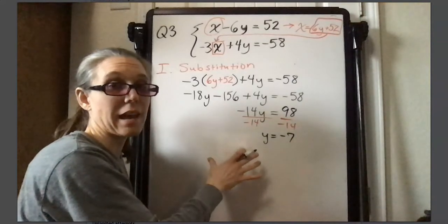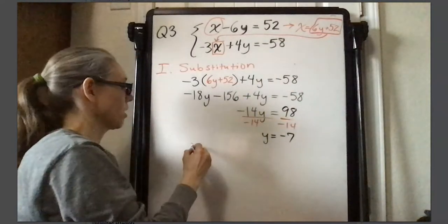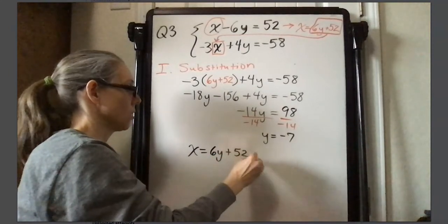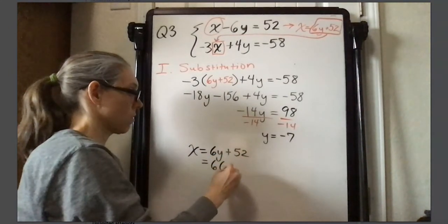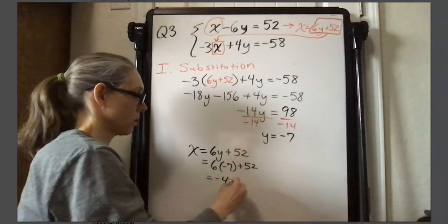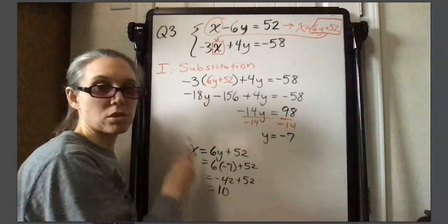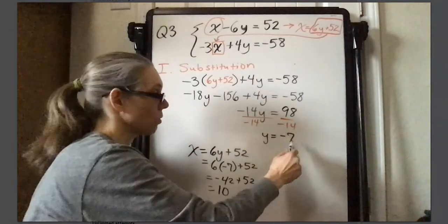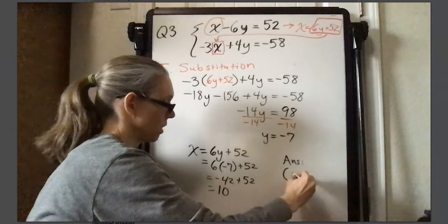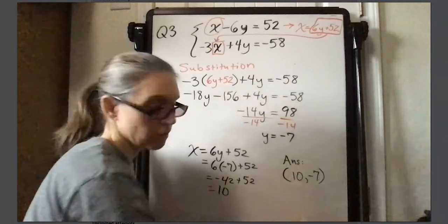So to get the x coordinate, go back to this equation right here, okay? The equation we had up there was x is equal to 6y plus 52. Replace your y with negative 7, and now you have negative 42 plus 52 is equal to 10. So once you find your x coordinate and your y coordinate, then the answer is going to be actually a point. 10, comma, negative 7.